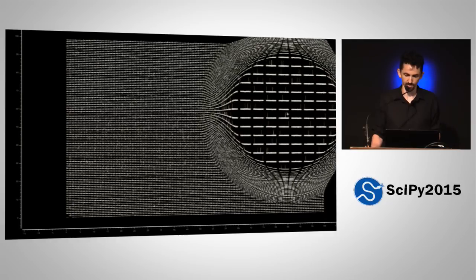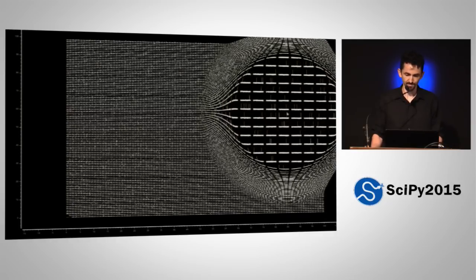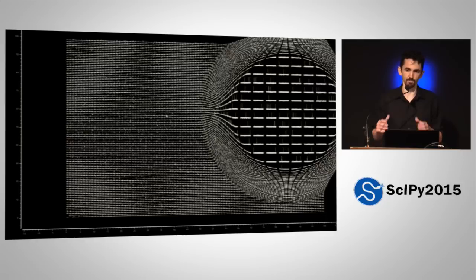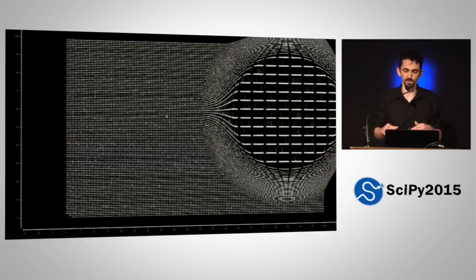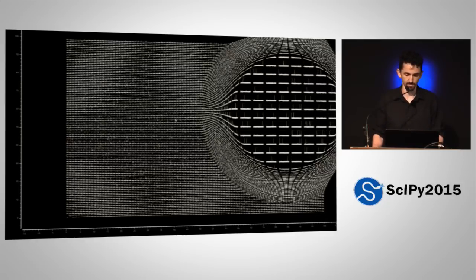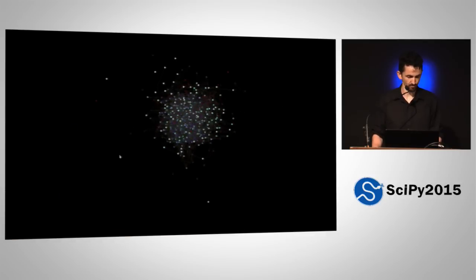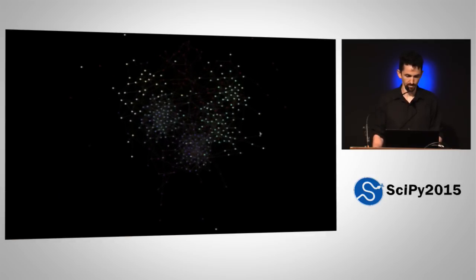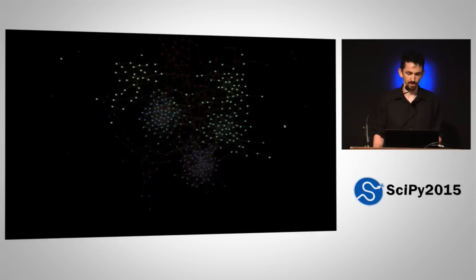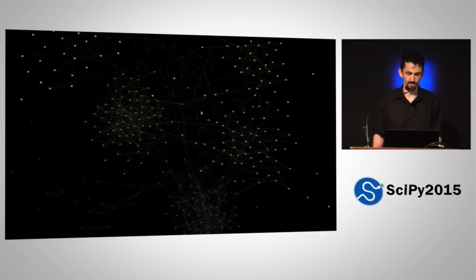And I threw in a little nonlinear transform just for fun. All right, so we generate the data, we send it to the GPU, and it does everything for us. So this here is a force-directed graph. It's nice if you happen to be into that sort of thing.